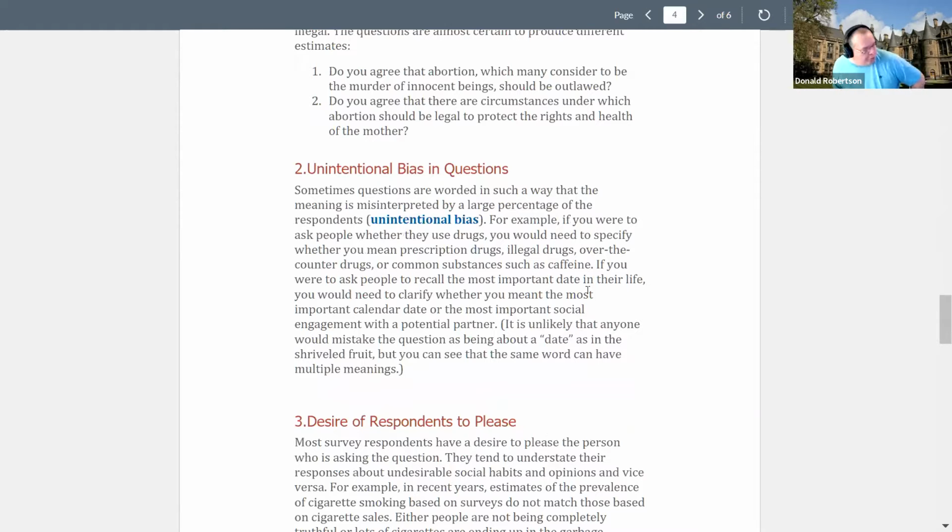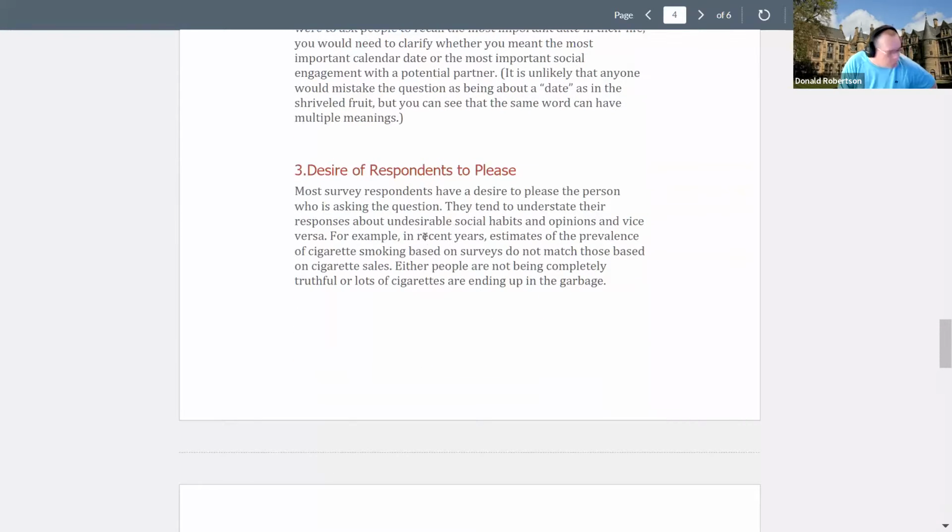Sometimes you put an unintentional bias on the question. It's not deliberate, you don't want to do it, it just happens, and that can certainly cause problems. And they give you an example here. We've talked about how people like to be liked, so sometimes people will lie to you because they don't want you to think badly of them. That's the desire of respondents to please.